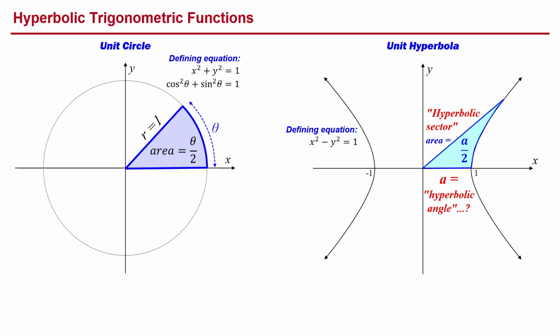Now that we have our definition of A, that becomes our argument for our hyperbolic functions. The x-coordinate of our point on the hyperbola is hyperbolic cosine of A, and the y-coordinate is hyperbolic sine of A. We can substitute these terms into the defining equation to get hyperbolic cosine squared of A minus hyperbolic sine squared of A equals 1. This is clearly similar to the relationship for standard sine and cosine functions, but this time with a negative sign. Hyperbolic tangent is defined as hyperbolic sine divided by hyperbolic cosine, again similar to their standard trig counterparts.